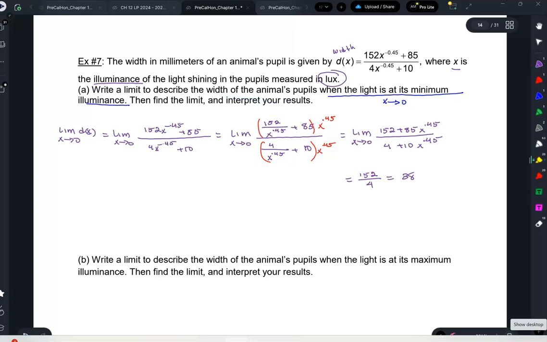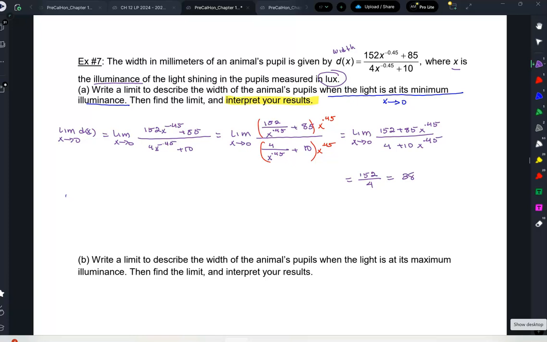Okay, so now it says, interpret your results. And this right here is so, so important. This is the part that's the most important here. So this is saying as the illuminance approaches 0, what is this that we found? Is it x or d? It's d of x, right?